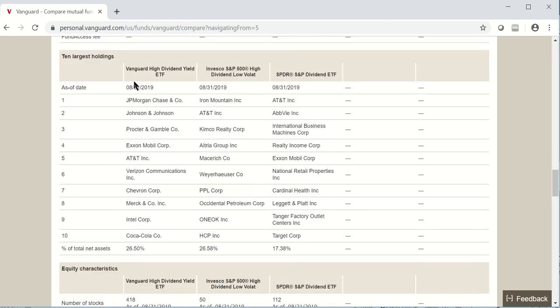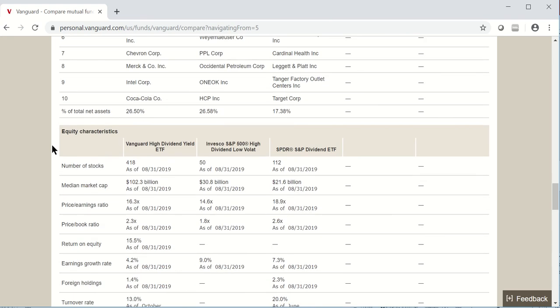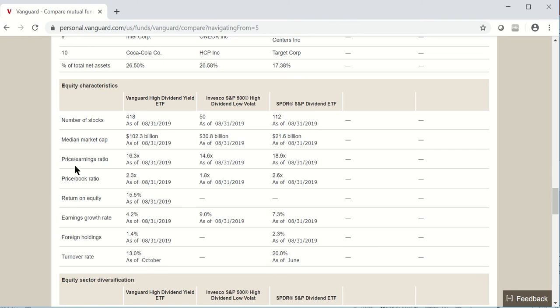And here are the holdings in those companies. As you can see, more or less all three have quite big companies, but I would say Vanguard's names are much more known to the everyday investor compared to SPDR or Invesco. And here are the equity characteristics. I can see Vanguard has about 418 stocks in that one, so it's pretty diverse, whereas Invesco and SPDR are kind of more concentrated.